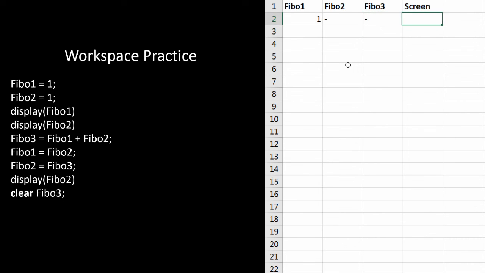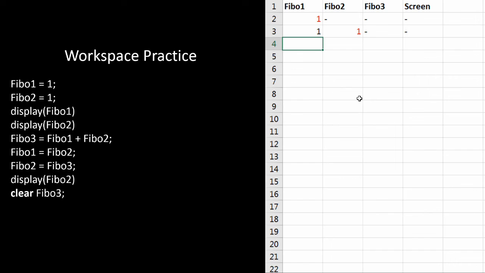We then move on to line 2. Fib2 is now 1, but Fib1 is still equal to 1. So it still has a value of 1, so we record it in that line. Fib2 is now also 1, and we don't have a Fib3 value yet, we don't have a screen output. We need to highlight the changes.